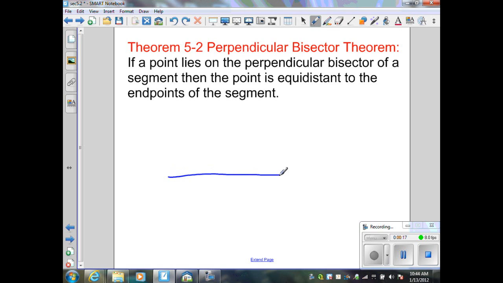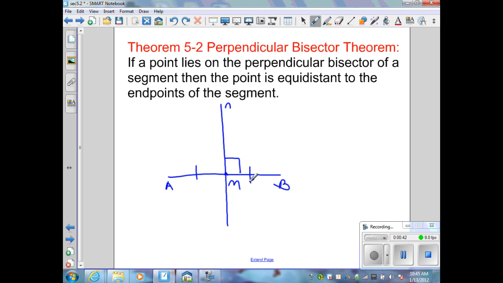If I'm given a segment AB, and I have a line N that I know is a perpendicular bisector to AB, then we know that line N is perpendicular to AB, and that it bisects it. That means it intersects at the midpoint of AB. Therefore, we know that segment AM is congruent to segment MB. Here the theorem states, if a point is on the perpendicular bisector of a segment, then the point is equidistant to the endpoints of the segment.